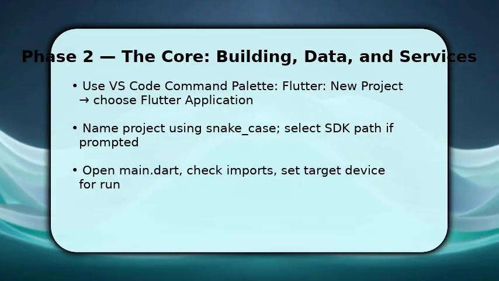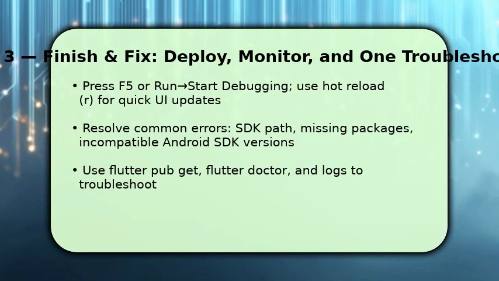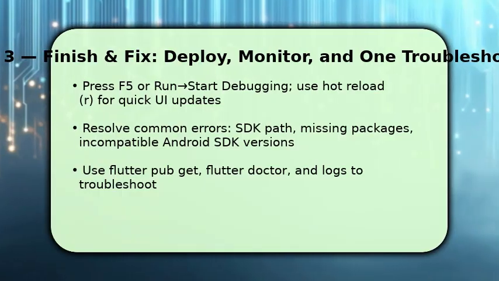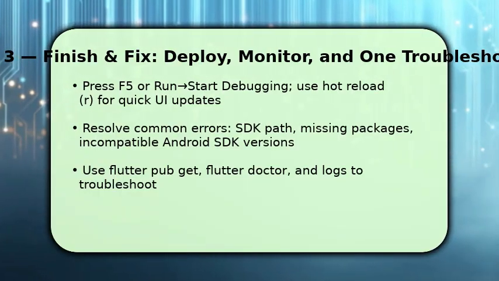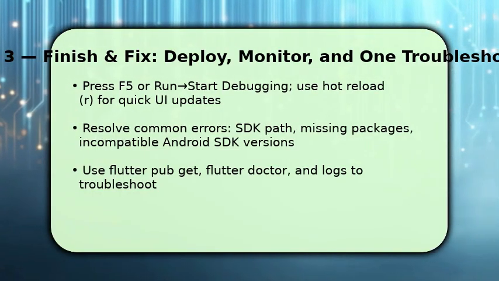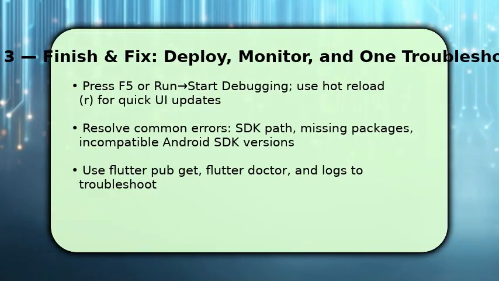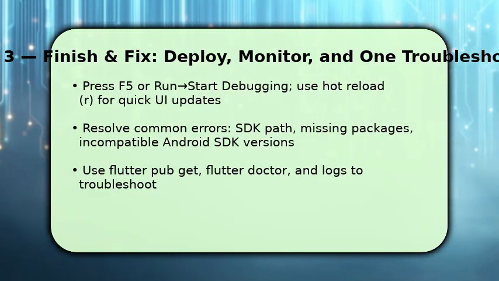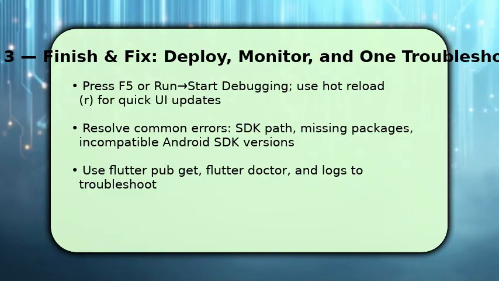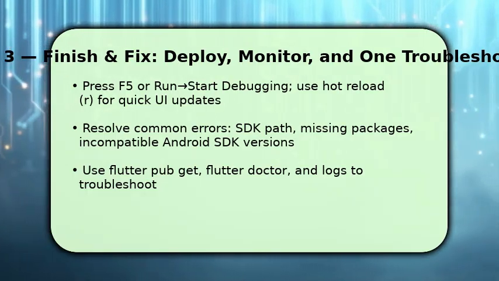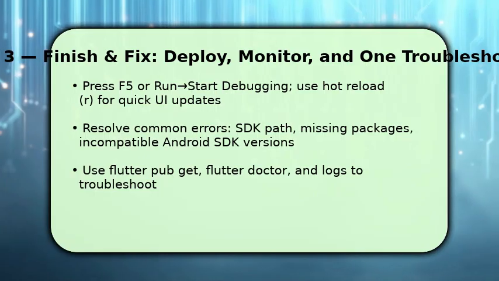You finish by running and testing the app. Press F5 or choose Start Debugging in VS Code, then use Hot Reload to iterate rapidly. If the app fails to build, check common culprits first: incorrect SDK path, forgotten flutter pub get, or incompatible Android SDK/platform tools, and run flutter doctor to get diagnostic hints.